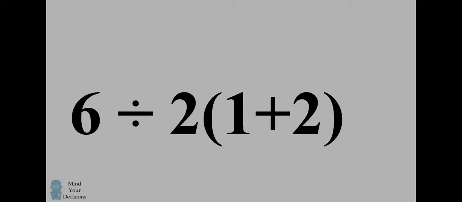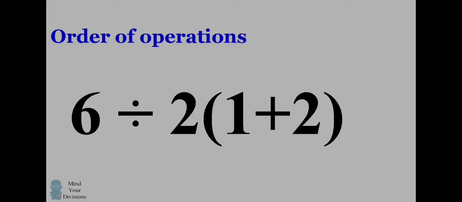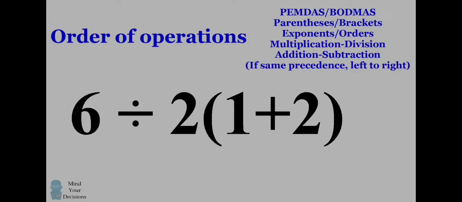The problem is an example of the order of operations. These are commonly referred to as PEMDAS or BODMAS. This refers to evaluating the parentheses or brackets, then the exponents or orders, then multiplication and division, and finally addition and subtraction. If you have two operations of the same precedence, you want to evaluate them from left to right.